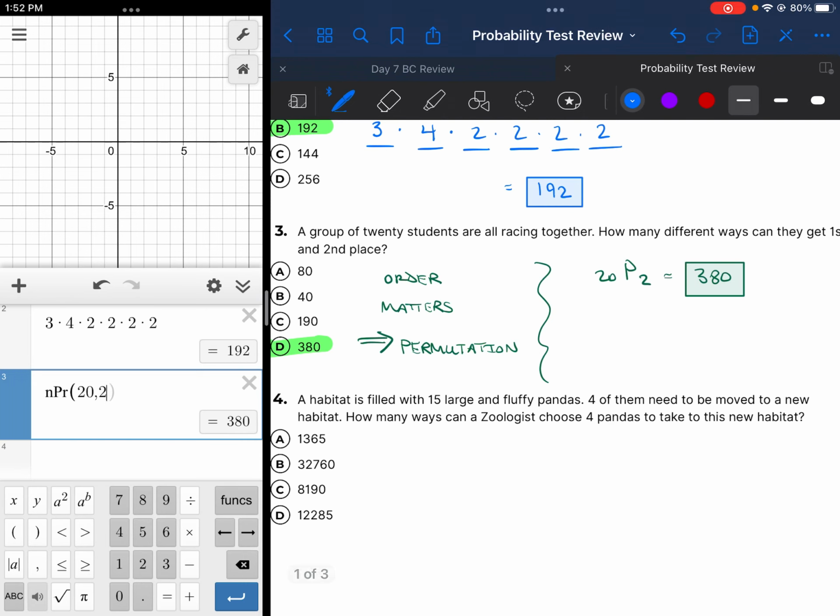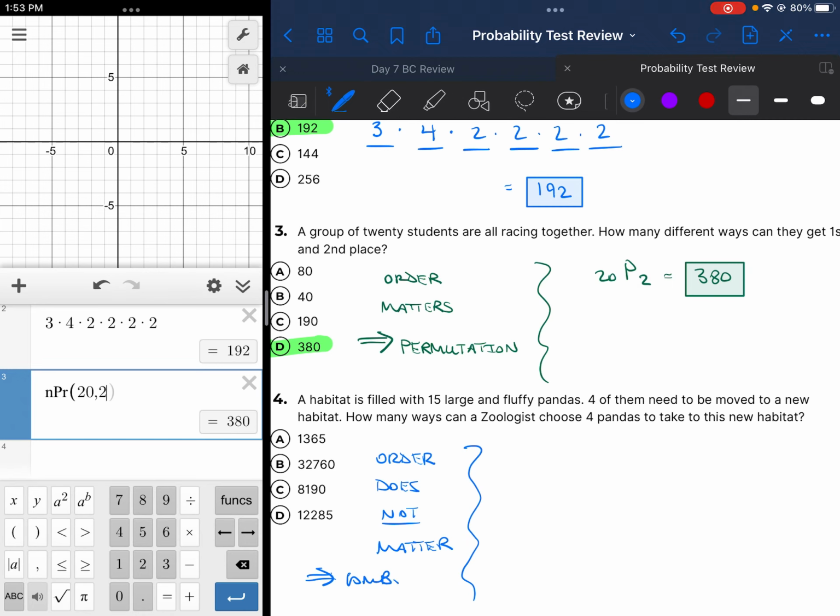So nothing here really indicates that order matters. They're just taking 4 out of these 15. There's nothing special about which 4 get selected. There's no order or placement that matters here. So order does not matter. And because order does not matter, this is a combination. Okay, combination, not a permutation.